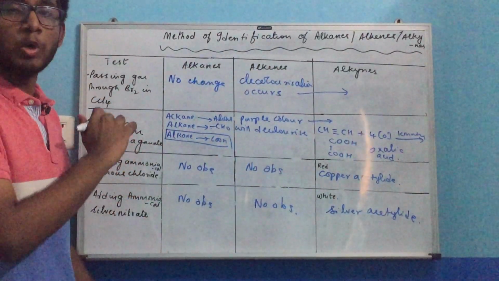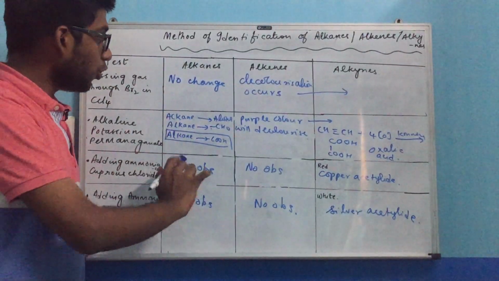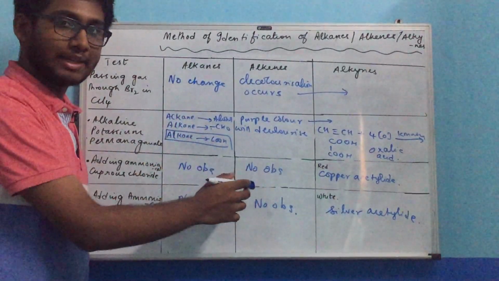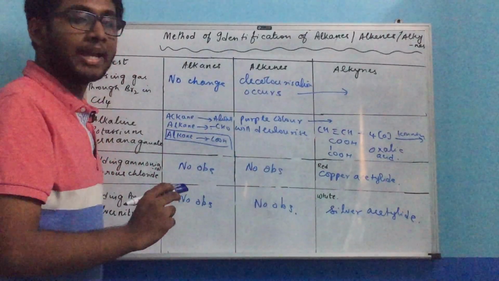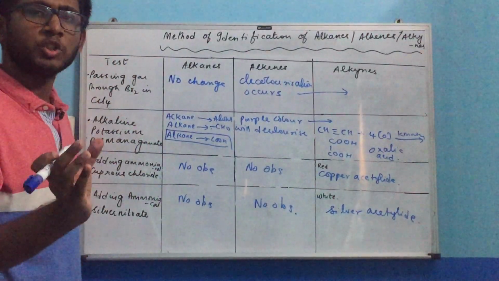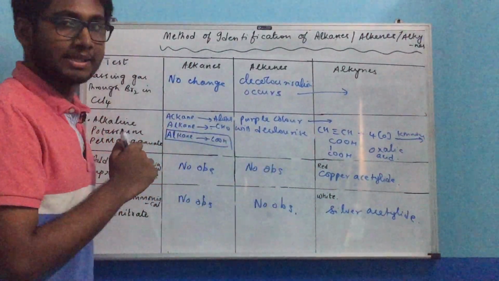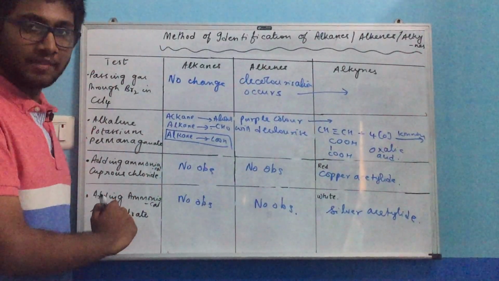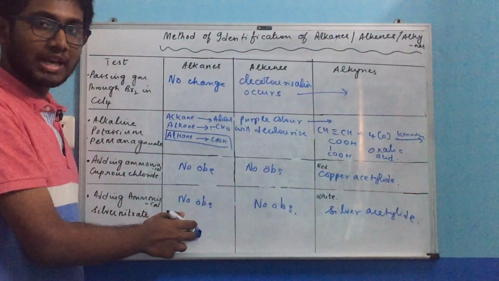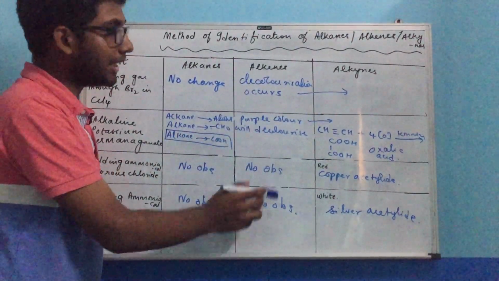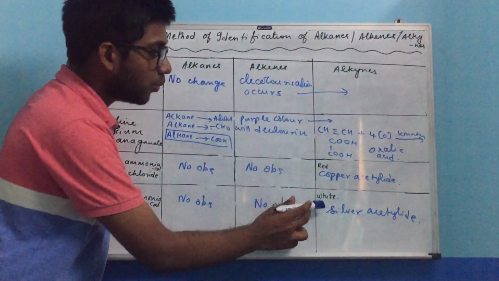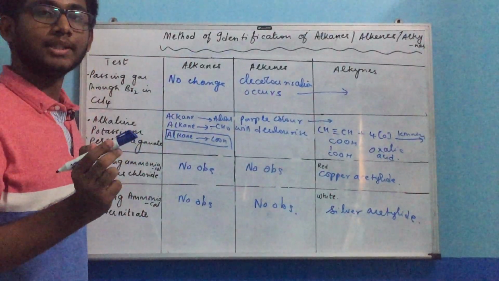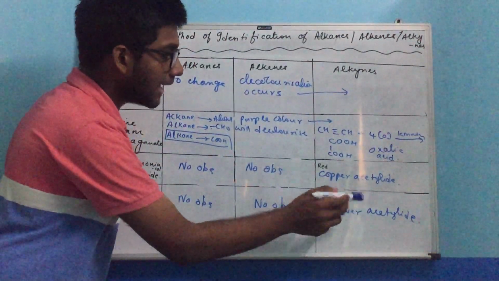So when you add ammoniacal cuprous chloride, you will have no observation in the case of alkanes and alkenes, and in the case of alkynes you will get a red precipitate, known as copper acetylide. When you add ammoniacal silver nitrate, again no observation for alkanes and alkenes, while for alkynes you will get a white compound, known as silver acetylide.